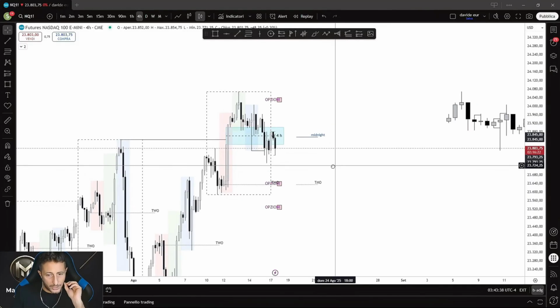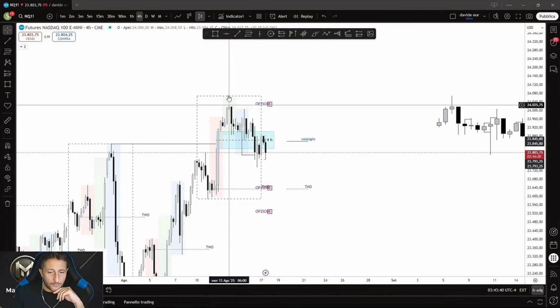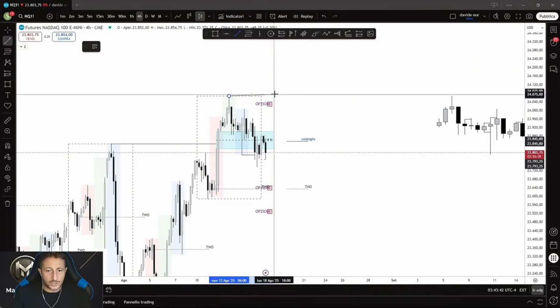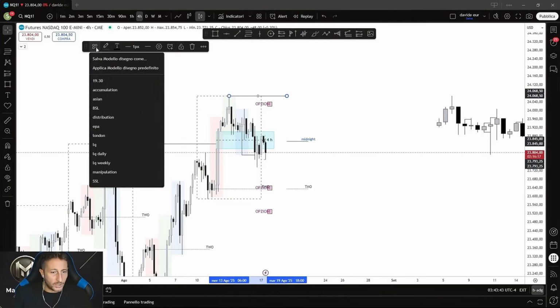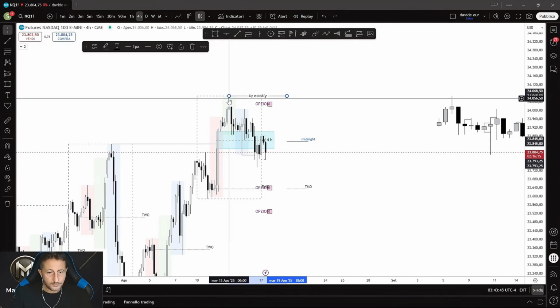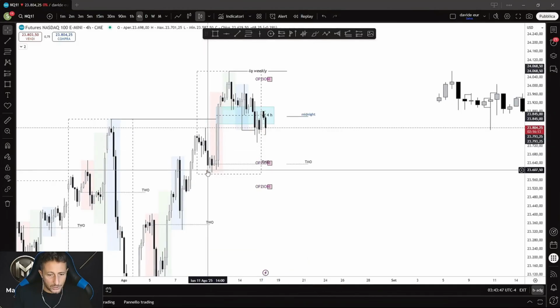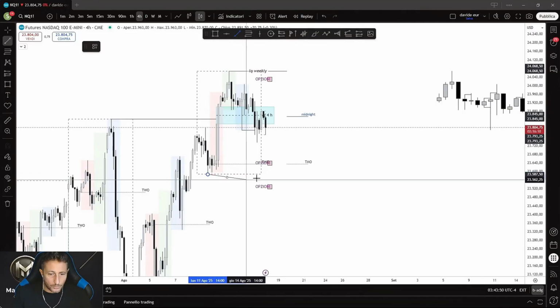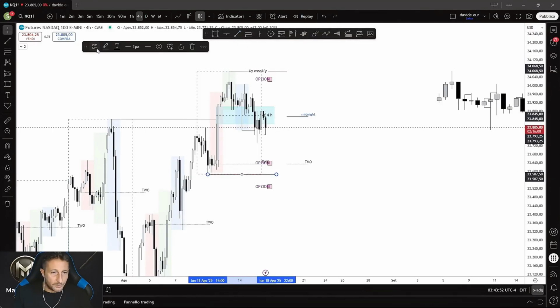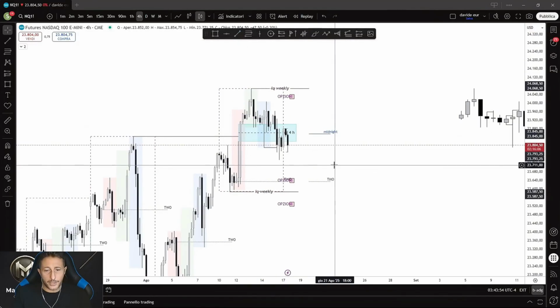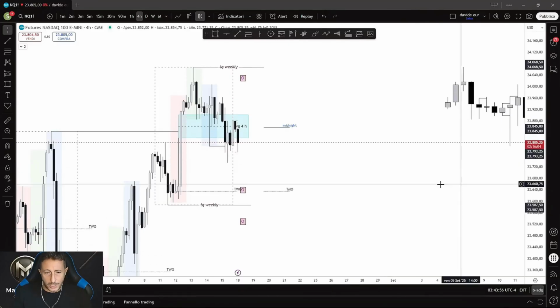So for now, we can say that it's reversed up to a certain point, but we really need to be very careful. This is a 4-hour chart, so the first thing we're going to do is mark the weekly liquidity at this level, which is from Wednesday the 13th, and then we'll also mark the weekly liquidity down here, which is from Monday. Okay, and so far we're good.